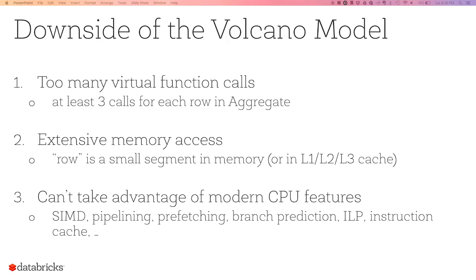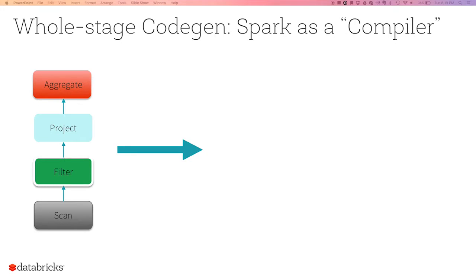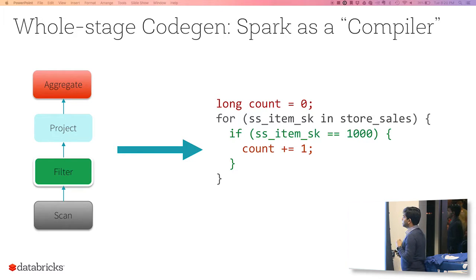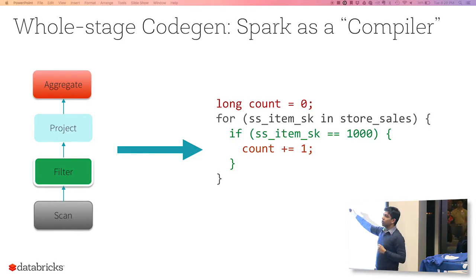So on the contrary, what Spark SQL does is that it tries to actually generate code that maps one-to-one with the query that we are trying to run. And this is essentially the high-level idea behind whole-stage code generation. So instead of generating iterator code for each of these operators, what we try to generate in an ideal case is something like this.